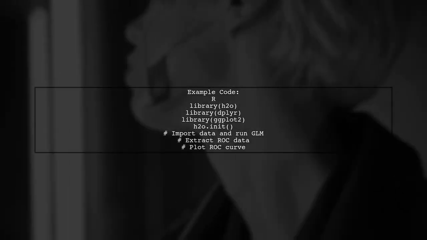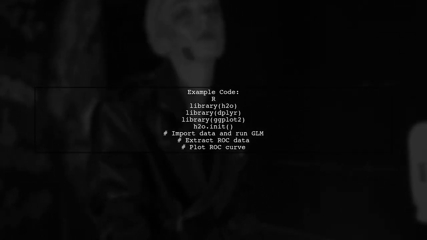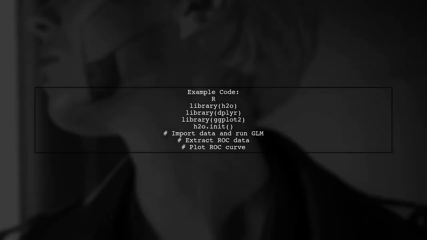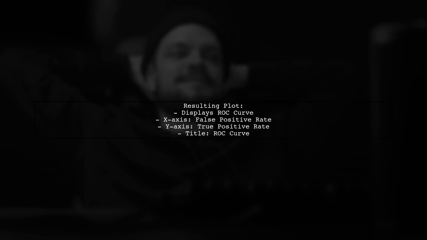Here's an example code snippet. Start by loading the required libraries and initializing H2O. Then import your dataset and run a GLM model. After that, extract the data for the ROC curve and plot it. The resulting plot will show the relationship between the false positive rate and the true positive rate, giving you a visual representation of your model's performance.